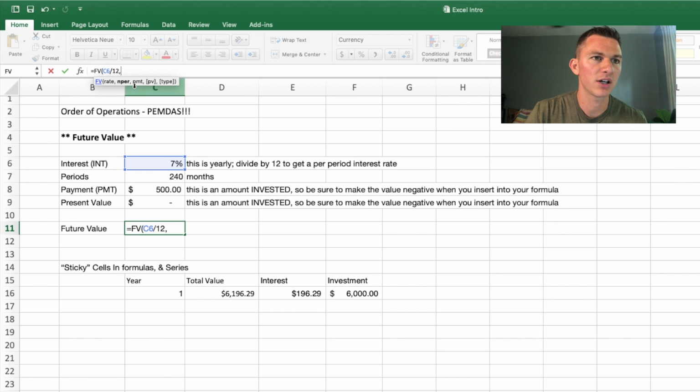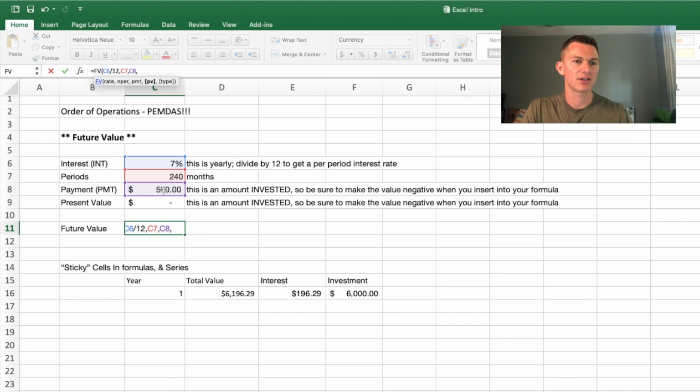We're dividing by 12, so we can get per month, right? Yearly interest rate divided by 12 months in a year. That's interest per month. And then we move on. nper, number of periods. We've already got that calculated out in months. Easy day, comma, move on. Payment. Again, we already have our payment in there per month. Click on the cell, comma, move on.